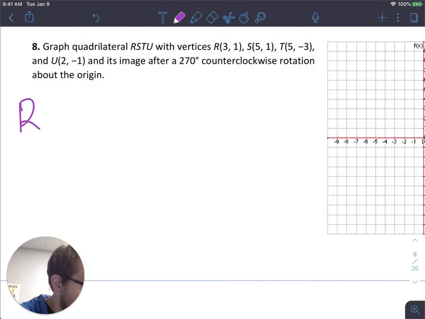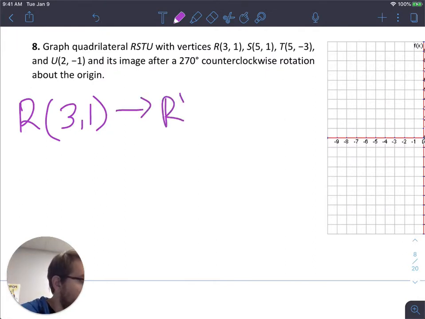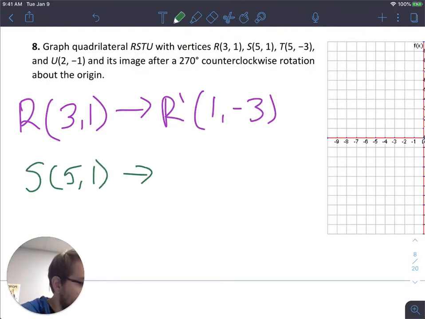So R is at 3, 1, and R prime would be, when we rotate 270 degrees about the origin, we switch the values of the coordinates and make the second coordinate the opposite sign. So this would be 1, -3. Same thing for S, which is at 5, 1. So S prime would be at 1, -5.